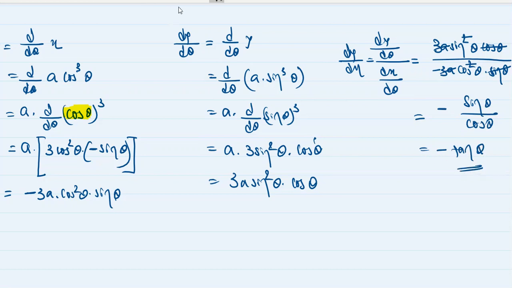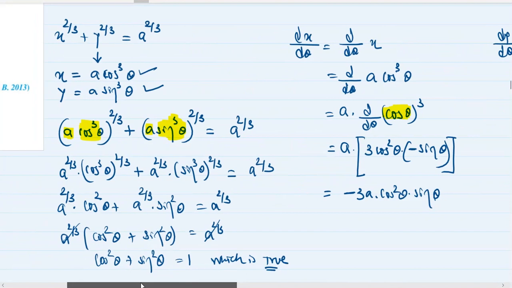Hey, wait. Before we go ahead, actually we know the value of sine theta and cos theta, so we should not write it as tan theta. See, I'll tell you what. Because we resubstituted, right? So we know theta. What is theta? So we took x is equal to a cos cube theta, right? So our original answer should be in terms of x and y, not in terms of theta.